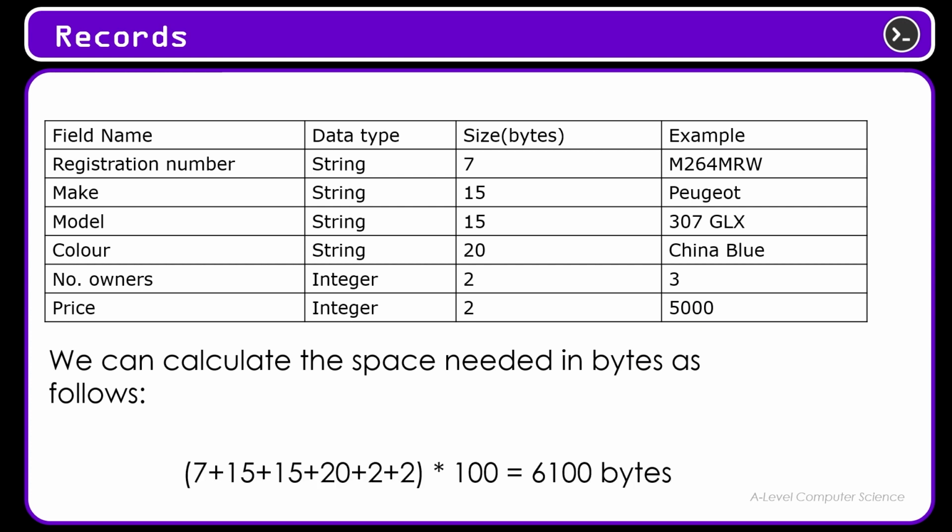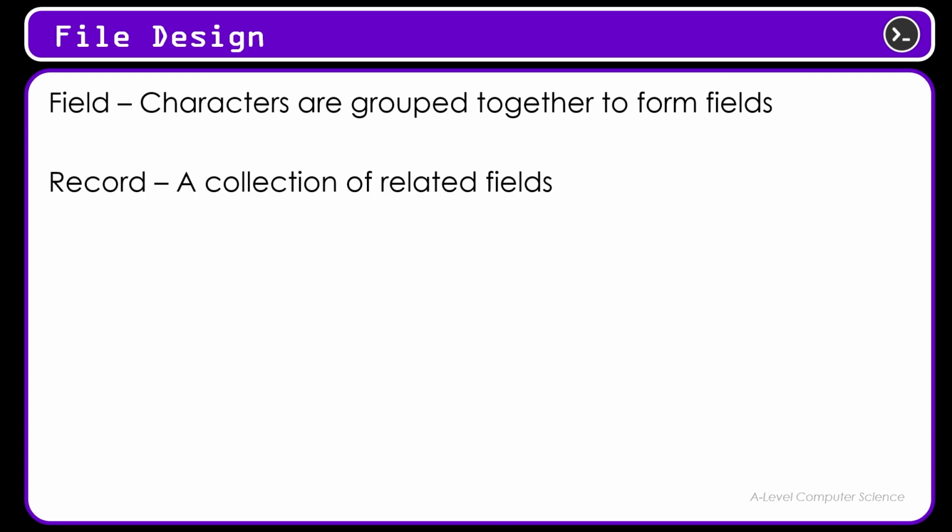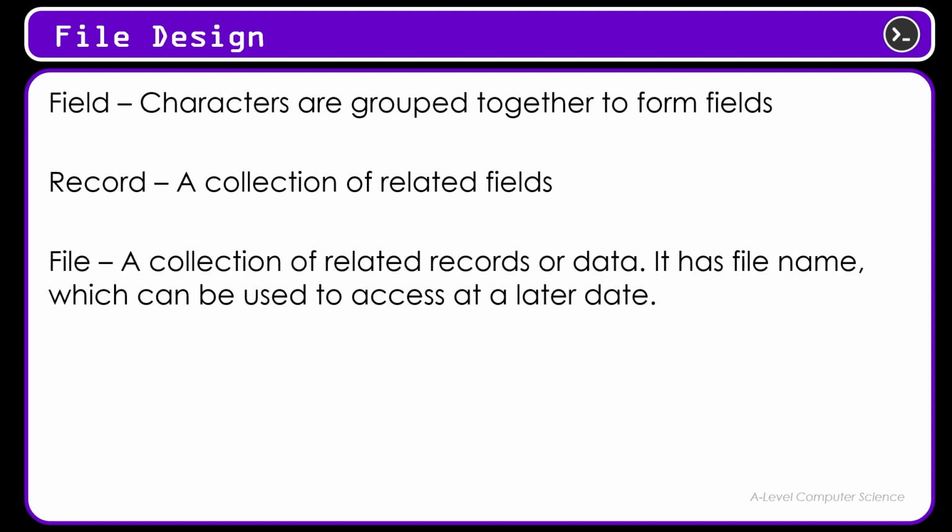We add the size in bytes together, and then we can multiply it, for example, by 100 if there are 100 records in the file, and this means that we need 6,100 bytes. The second part is file design, and we need to know 3 key terms for this section. A field, which is characters grouped together, a record, which is a collection of related fields, and a file, which is a collection of related records, has a file name so we can access it later on using that file name.